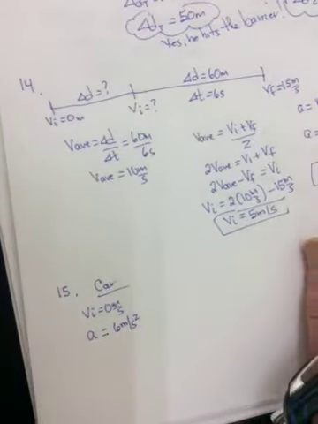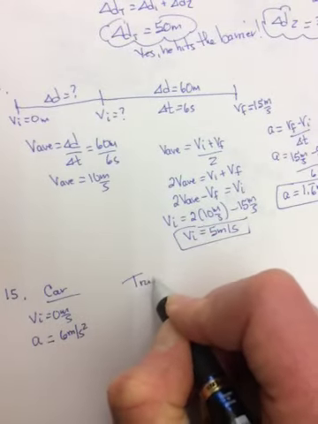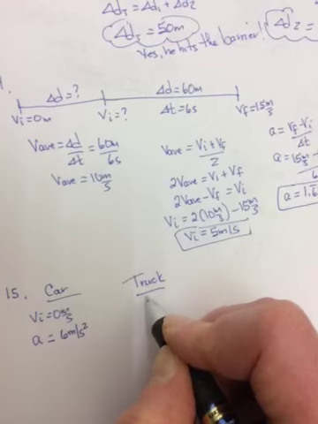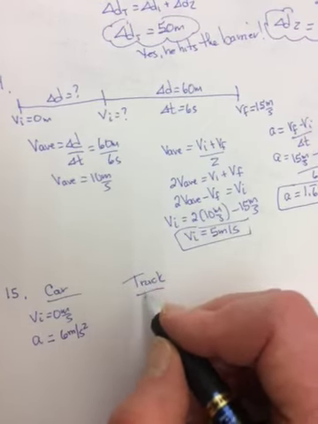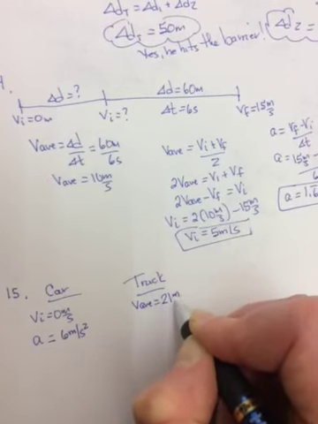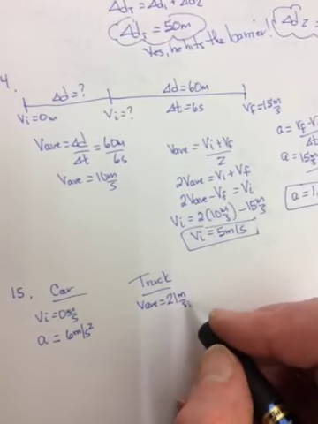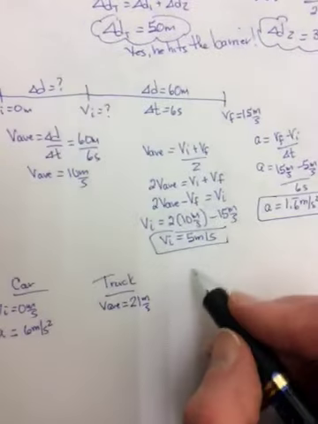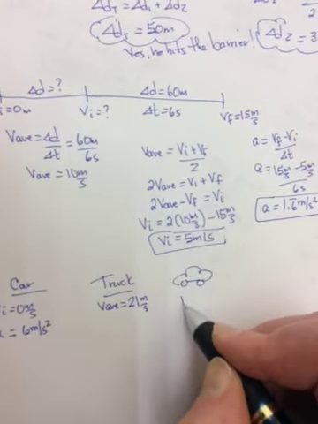At the instant the car begins to accelerate, a truck with a constant velocity, so this is going to look like the jogger and the dog, a truck with a constant velocity of 21 meters per second, so VAV equals 21 meters per second, passes in the next lane. How far before the car overtakes the truck? So it's exactly the same as 1 or 2 we've already done.